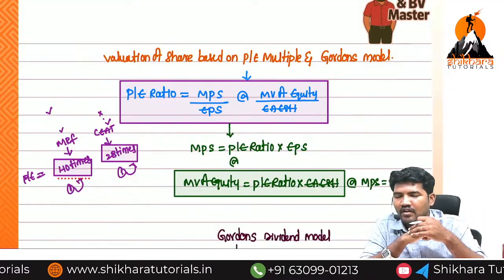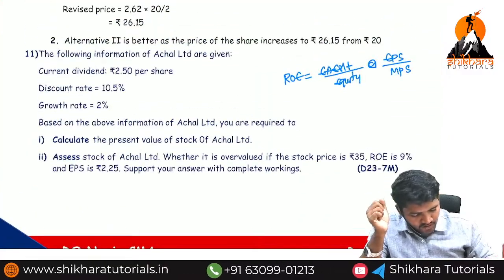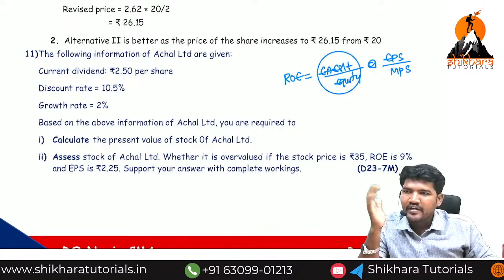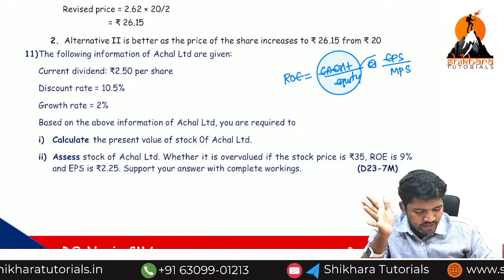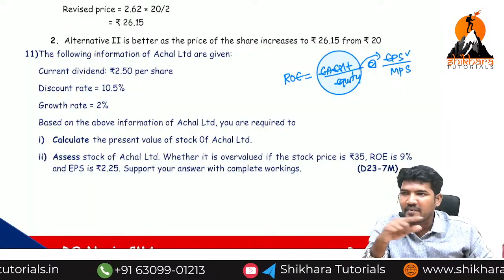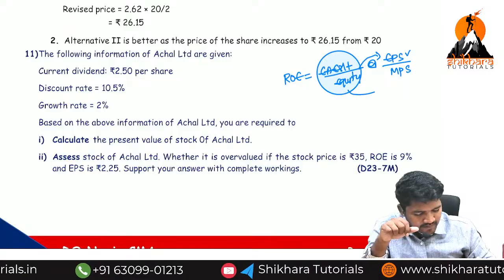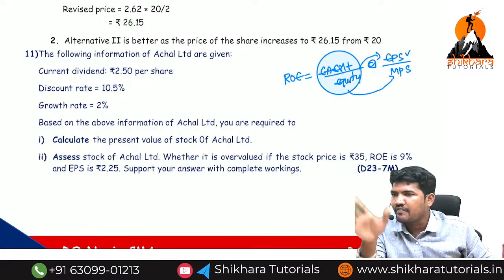Guys, clear? Now the point is, this is the actual formula we learned: EAS divided by equity. For instance, we are changing it to the per share point of view. EAS is nothing but EPS point of view. Equity is nothing but market value per share point of view. Are you agreed on this?